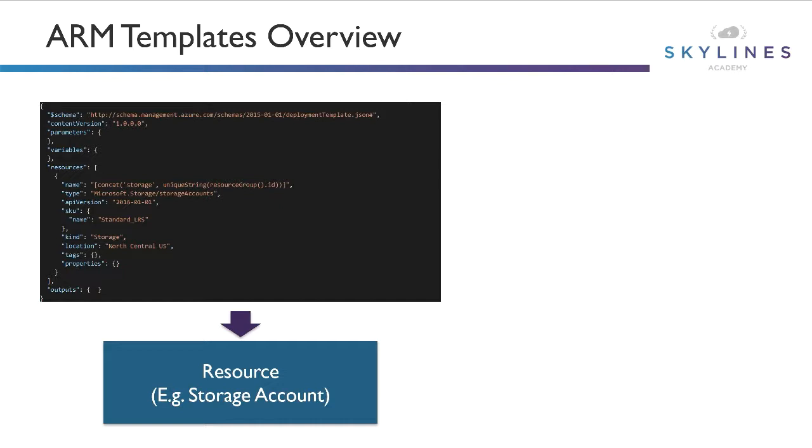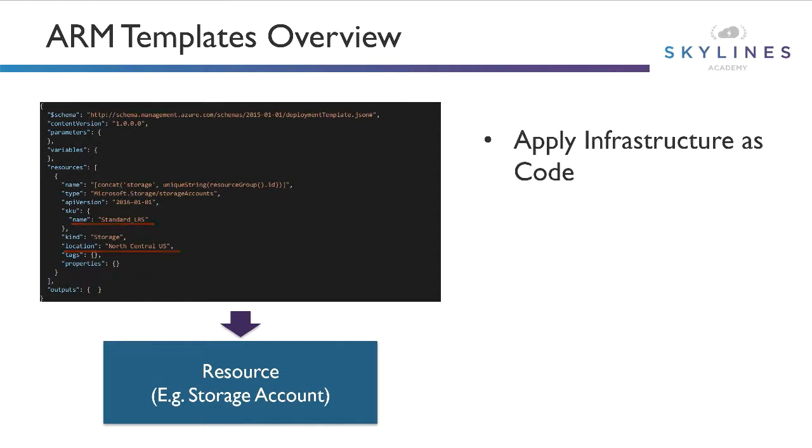In this instance, you can see we are managing a storage account, and we can tell that by looking at the type. You can see it says Microsoft.Storage/storageAccounts. It also has all of the attributes that Azure needs to know about in order to create that resource or manage that resource. We've got the type, the location, as well as the SKU.